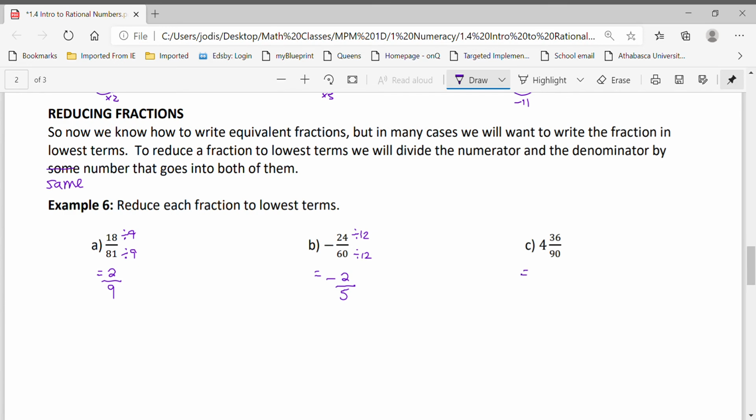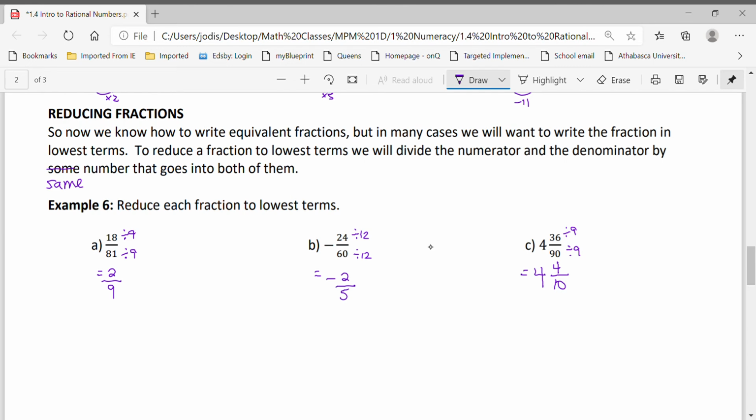If we have a mixed number, you don't have to change it to an improper fraction. You can just leave the whole number out in front, and then it's actually the fraction part that we want to reduce. So this one, you might not think of it right away. Both of them can be divided by 18, but a lot of people wouldn't necessarily think of that. They might have thought of 9. So if you did 9, that's okay. So 36 divided by 9 is 4, and 90 divided by 9 is 10.